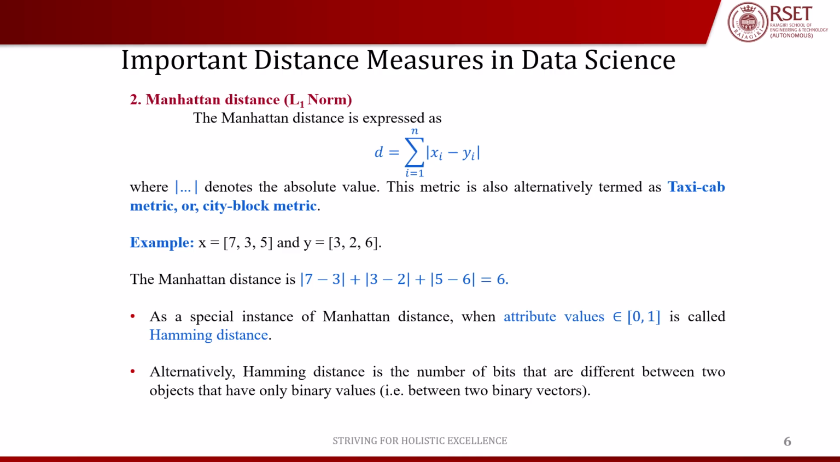We will see an example just to make it more clear. And remember that it is also called taxi cab metric or city block metric. So let's say x is 7, 3, 5 and point y is 3, 2, 6, the same values as before. So these are two 3D points. The Manhattan distance would be absolute value of 7 minus 3 plus absolute value of 3 minus 2 plus absolute value of 5 minus 6, which would be equal to 6.